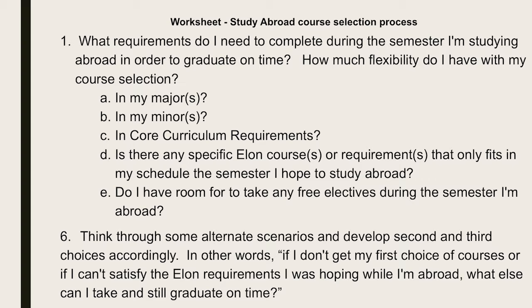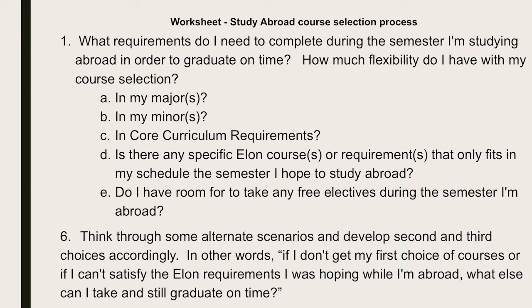Do I have room to take what we would call a free elective? And that is a course that you're not using towards your major or minors or towards core curriculum. It's hours towards graduation, but it's not checking off any other box in your degree audit. That's a free elective. So you need to know, do I have room for any of those this semester I'm abroad? Because that affects your course selection.